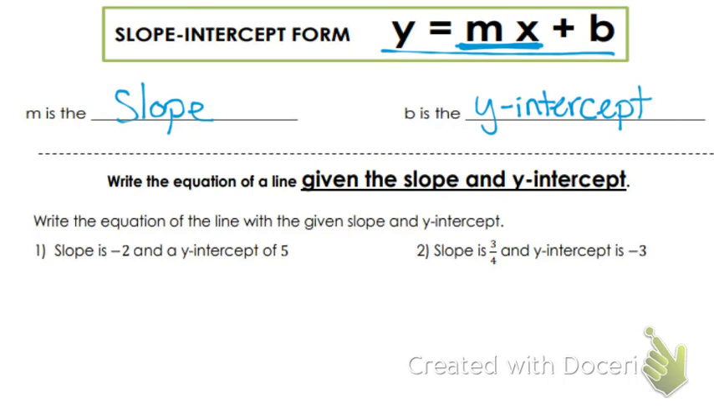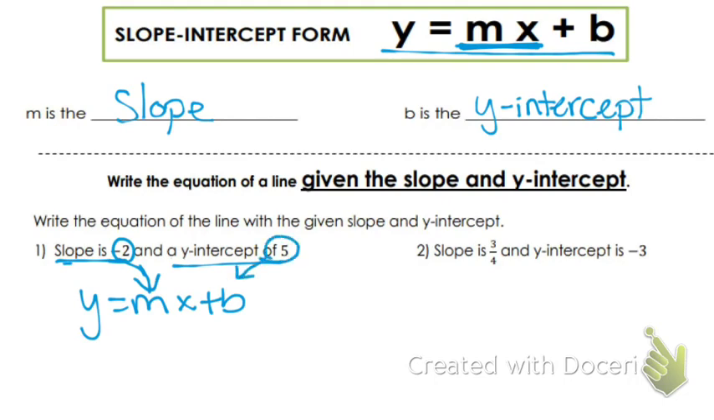Okay? So, if we are given the slope and the y-intercept, so we already know that slope is -2 and our y-intercept is 5, we're just going to plug in the information that we have into our equation. So slope represents m, so we're going to plug -2 in for m, and y-intercept represents b, so we're going to plug 5 in for b. So our equation would be y equals -2x plus 5.